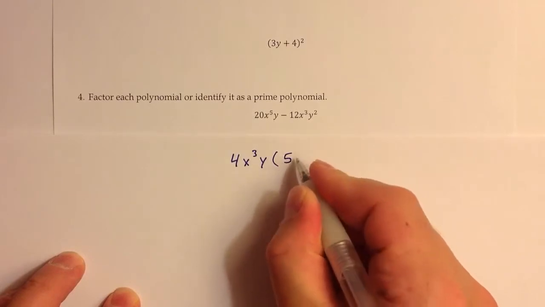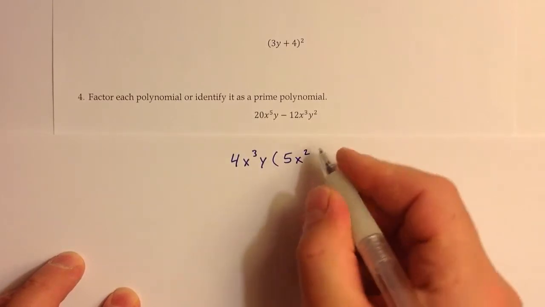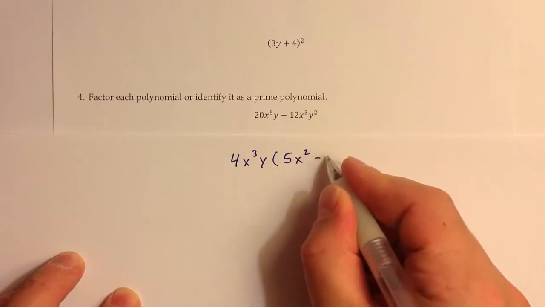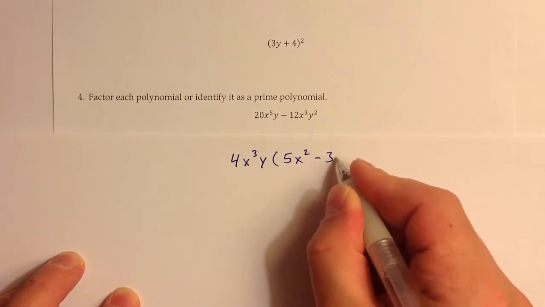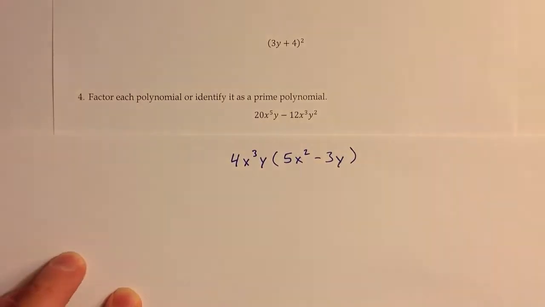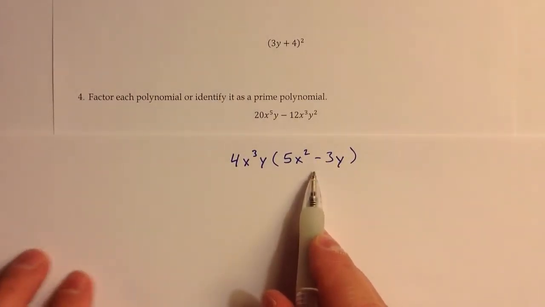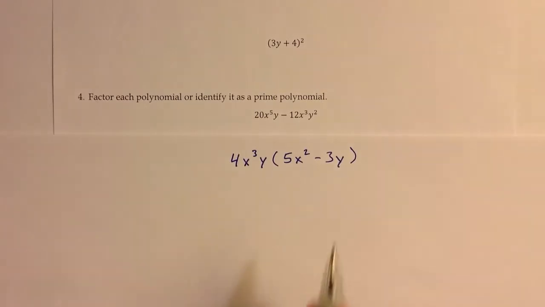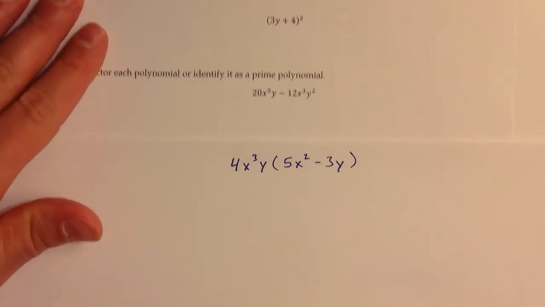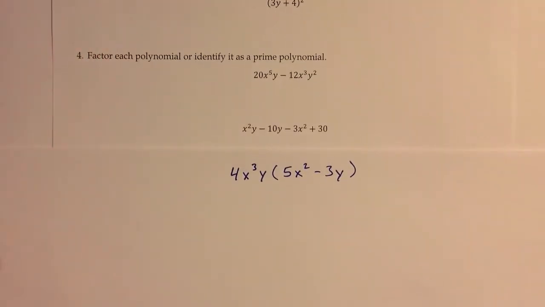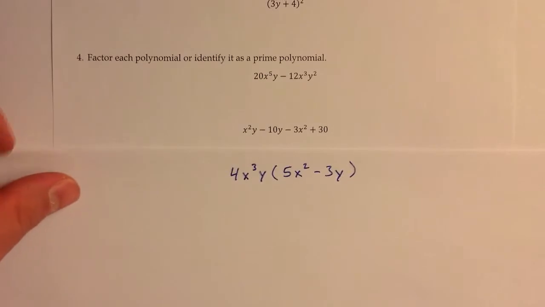So left behind from the first term is 5x squared, and from the second term we have 3y. And so what's left behind no longer has any common factors, and so that's the simplest form. So what's left behind, I guess, would technically be a prime polynomial. It can't factor. The second example here involves factoring by grouping.